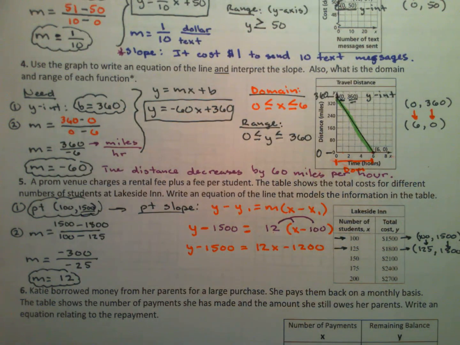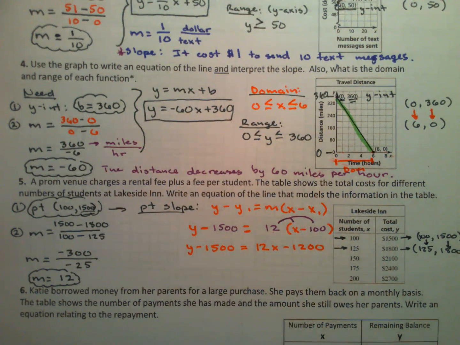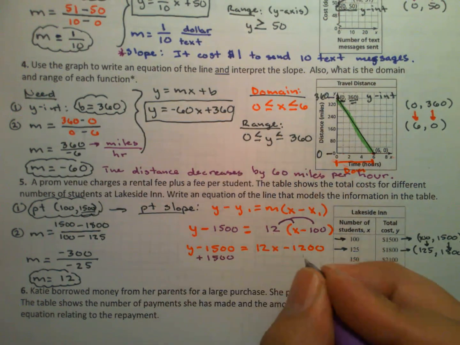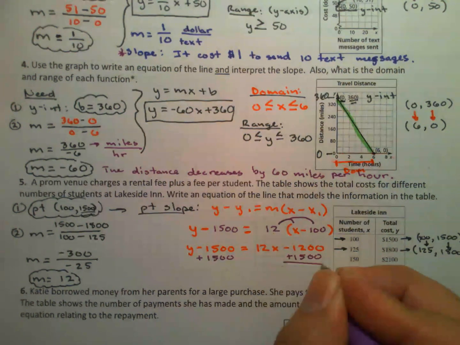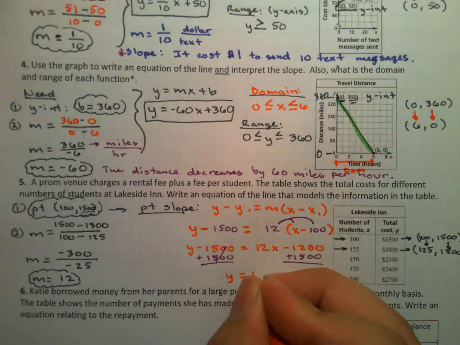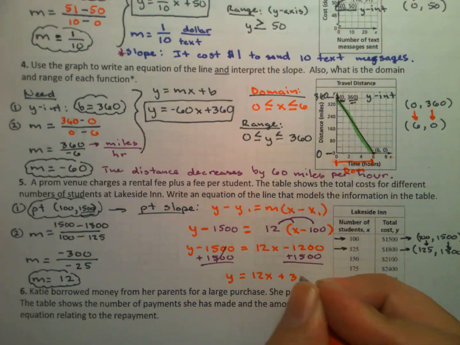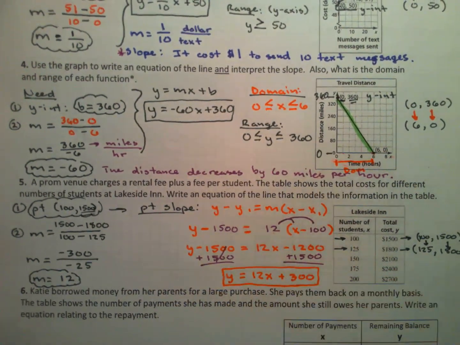Remember, to have an equation of a line, and we're going to write it in slope-intercept form, we have to get the y by itself. Well, that's very simple. Add the 1500 to both sides, not to the 12x. That wouldn't make sense, but I'll add it here, and just like that, here's my equation of a line. y equals 12x plus 300. All right.